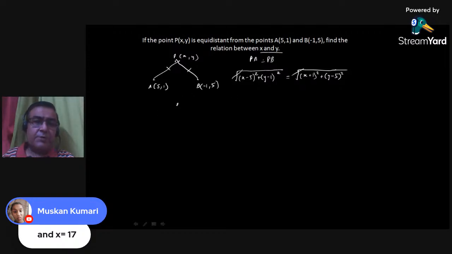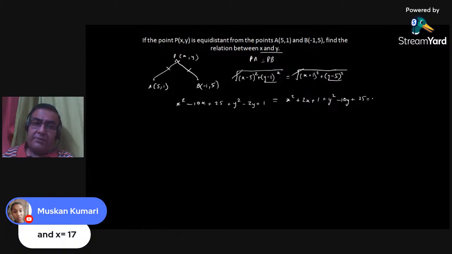(x minus 5) whole square will give me x square minus 10x plus 25, and (y minus 1) whole square will be y square minus 2y plus 1. And that should be equal to (x plus 1) whole square, which will give me x square plus 2x plus 1, and (y minus 5) whole square will give me y square minus 10y plus 25. Let me take everything to one side only.